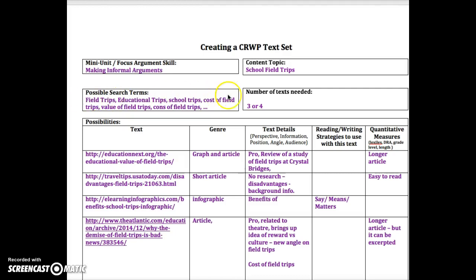I've also thought about the number of texts needed. For a Making Informal Arguments mini unit, I only need 3 or 4 texts. I'll go ahead and look for more, but I only need to have in mind 3 or 4 to round out that mini unit. So I get started using my search terms and Google and the resources that I'm used to looking at, some magazines and sites that I really love.